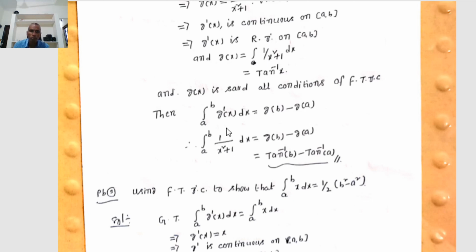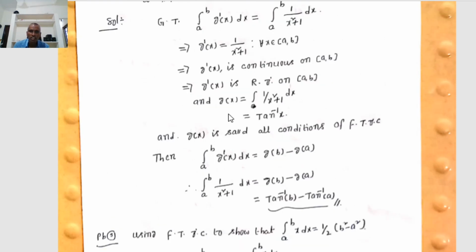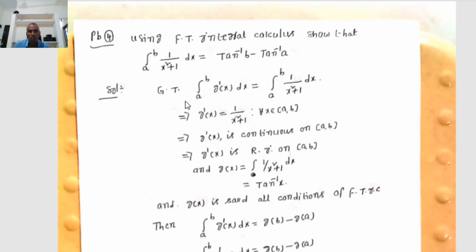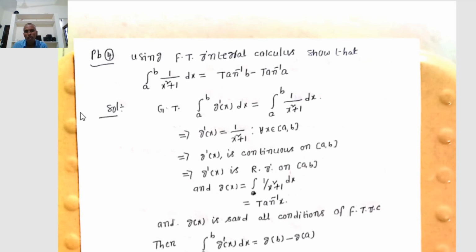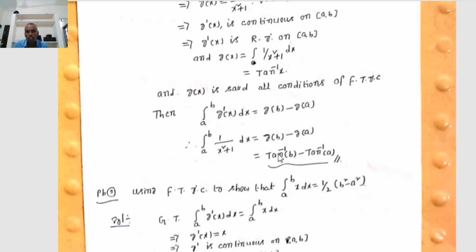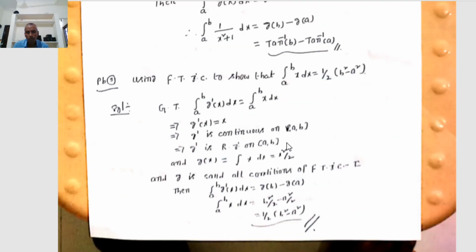That implies the integral from a to b of g dash of x, meaning 1 by x square plus 1 dx, equals g of b minus g of a, where g of x equals tan inverse of x. So g of b equals tan inverse of b and g of a equals tan inverse of a. Therefore, using the fundamental theorem of integral calculus 1, we have shown that the integral from a to b of 1 by x square plus 1 dx equals tan inverse of b minus tan inverse of a.